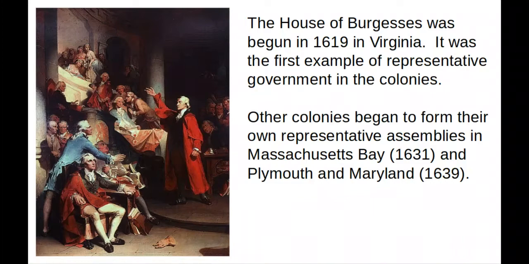Other colonies began to form their own representative assemblies in Massachusetts Bay in 1631 and in Plymouth and Maryland in 1639. The English felt the right to elect representatives to government was one of their most important rights. Although a king headed the English government, the main lawmaking body was Parliament. Parliament was a group of representatives elected by the people of England. This became the colonist model for representative government.